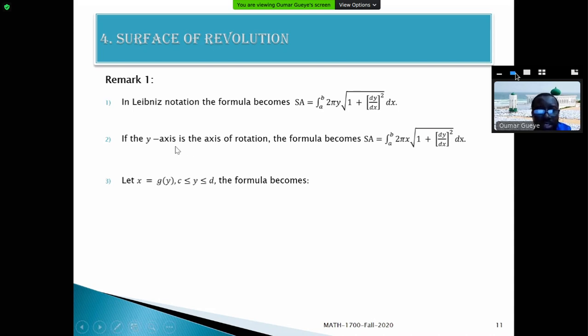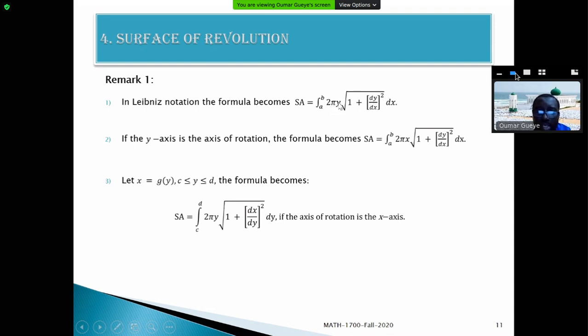So in the next situation, you can see the function is in terms of y, and y is between c and d. It means we calculate the derivative with respect to y under the square root, and the integral should be calculated with respect to y, going from c to d. So it's going to be the integral from c to d, because the function is in terms of y. And the axis of rotation is still the x-axis.